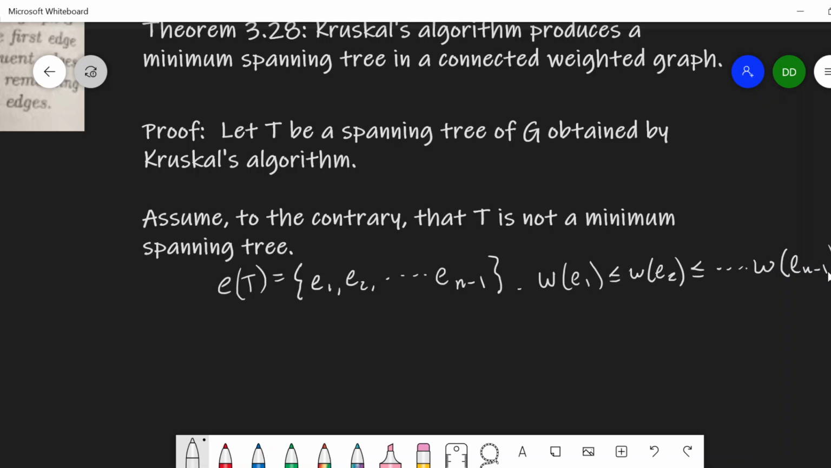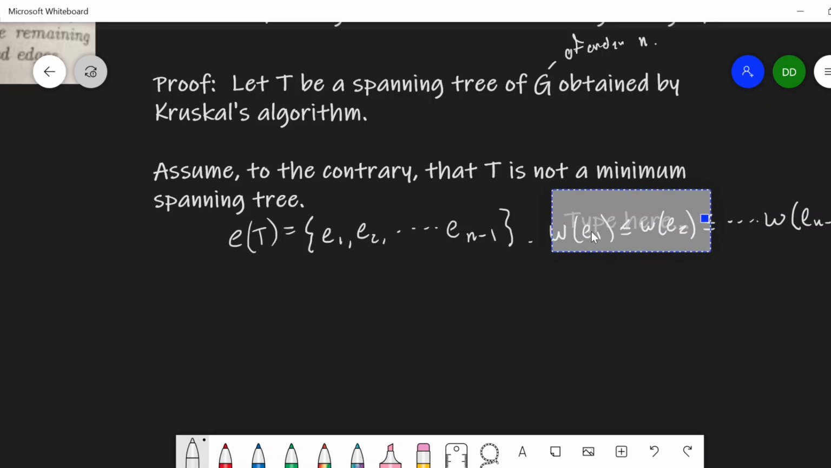And I know I have n minus 1 of them. So I should have said somewhere G of order n. Then I know exactly how many edges any spanning tree will have. It'll have n minus 1 since it's a tree. And since T was spit out by Kruskal's algorithm, I have this non-decreasing sequence of weighted edges. And we're supposing that this is actually not a minimum spanning tree that Kruskal's algorithm put out.